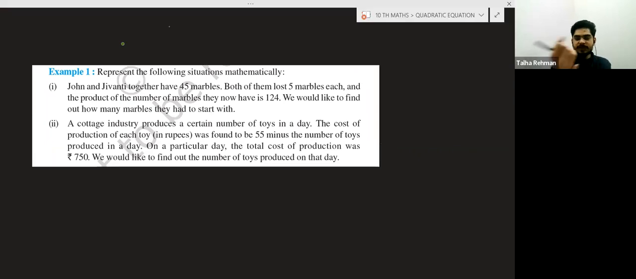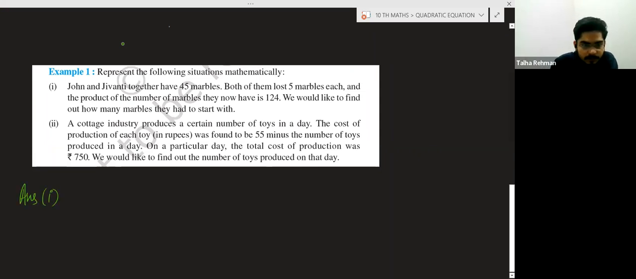So for this we will assume, for example, two persons are there, John and Jivanti. They have the marbles, and after losing 5 marbles, the product of their marbles is 124. And we have to find how many marbles they had to start with.